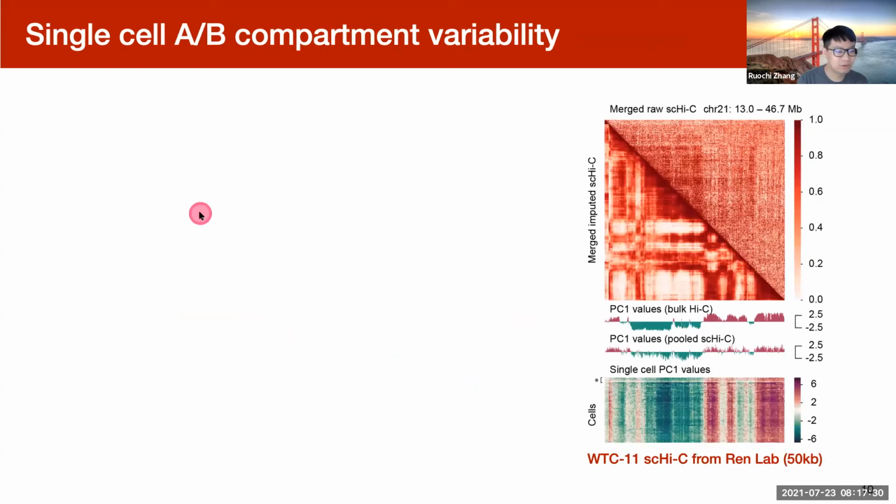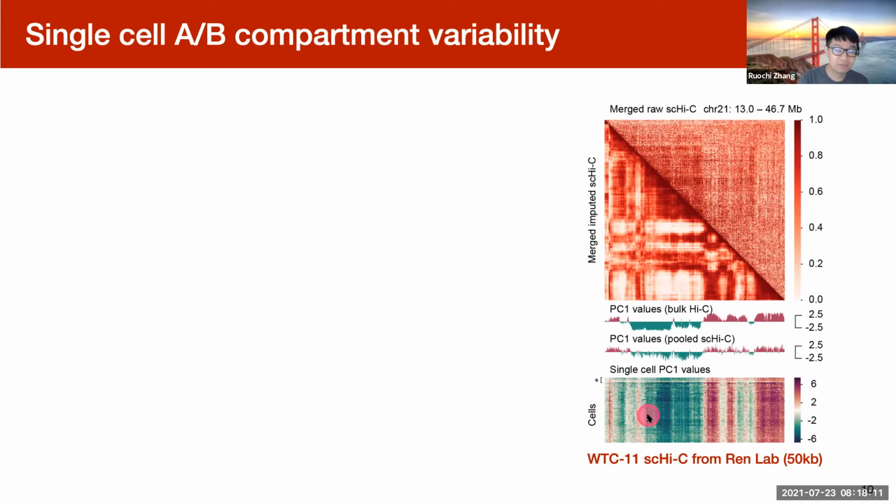Besides the domain boundaries, we also analyze the variability of single-cell AB compartment scores. We calculate the single-cell AB compartment scores, which is referred to as PC1 values for the WTC11 single-cell Hi-C dataset. The results on chromosome 21 are visualized on the right-hand side here. In this heat map, each row is a single cell and each column corresponds to a genomic region. We can see that the single-cell PC1s are overall consistent with the PC1 calculated on pooled single-cell Hi-C as well as the bulk Hi-C. Meanwhile, we can still observe the variability of single-cell AB compartment scores across the cell population.